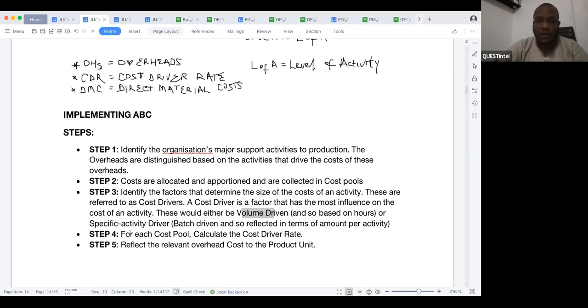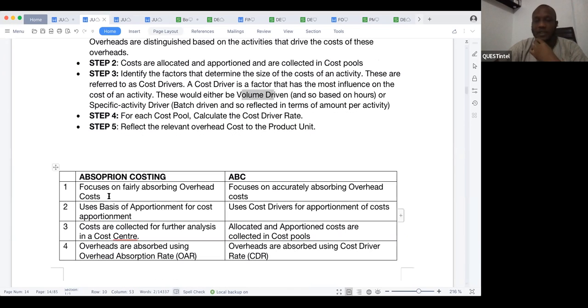All right, now step 4: for each cost pool, calculate the cost driver rate and then reflect the relevant overhead cost to the product unit. So that's our steps in implementing activity-based costing. Now, we have said this before.